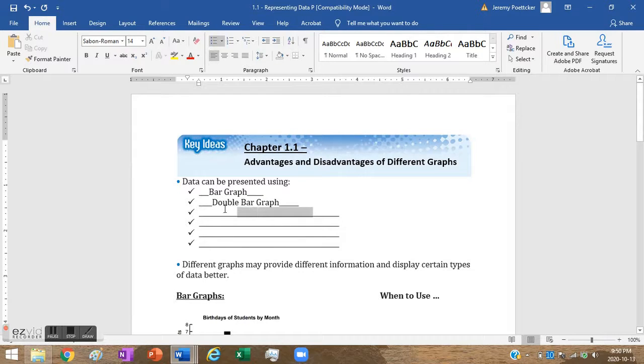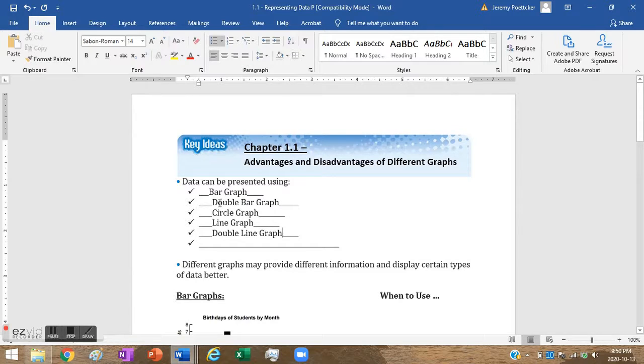Well, we can use a circle graph. Right. Obviously, you can write probably not as quick as I can type. So if you need to do anything, pause this. Please make sure you do that. We can also use a line graph. And then we've got one that doesn't show up in the textbook, but it sort of should, a double line graph.